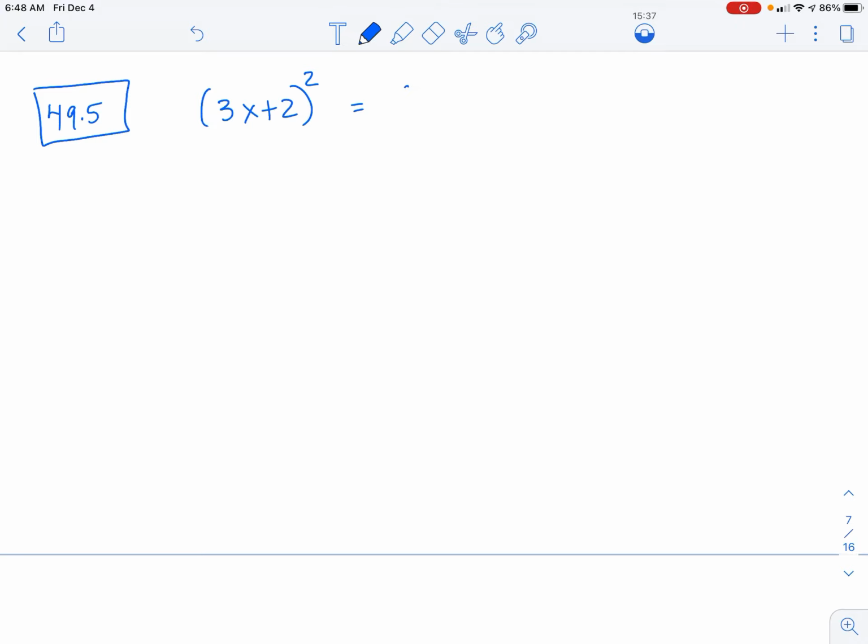What you need to do here is recognize that 3x plus 2 is being squared. So it'd be like if you had 2 squared, you know that that would be 2 times 2. Well, the same is true here. It's 3x plus 2 times 3x plus 2. And then you just solve this using your FOIL method.